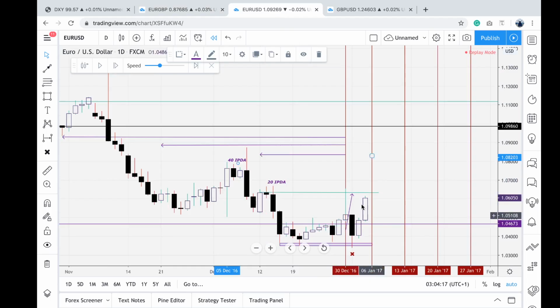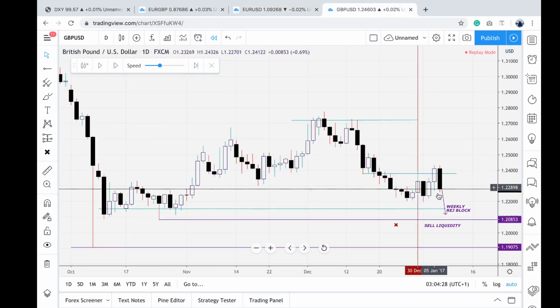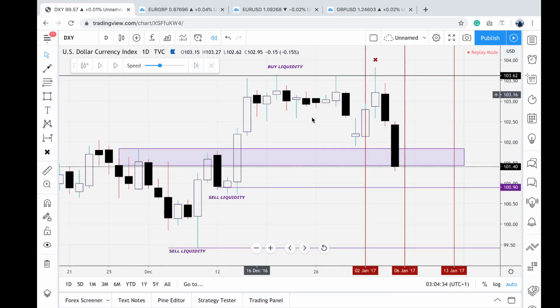Euro USD, obviously, was staying away from euro USD, but want to see price at least tap the weekly target objective before making any sort of pullback. And British pound USD, want to see British pound USD reach for this weekly rejection block. So let's see, currently DXY indecisive. We're staying out of DXY.